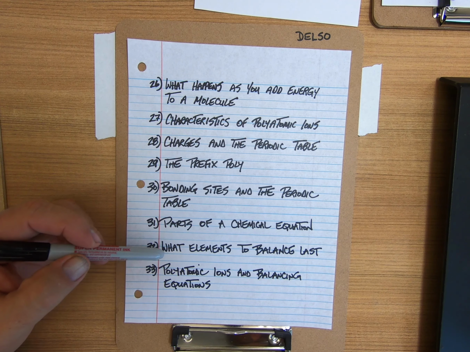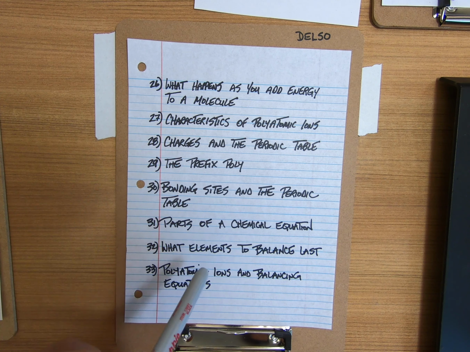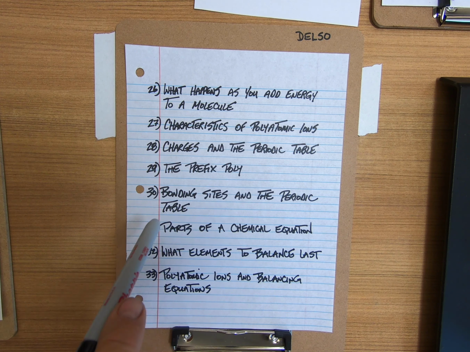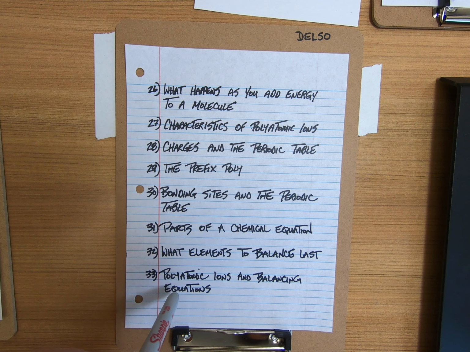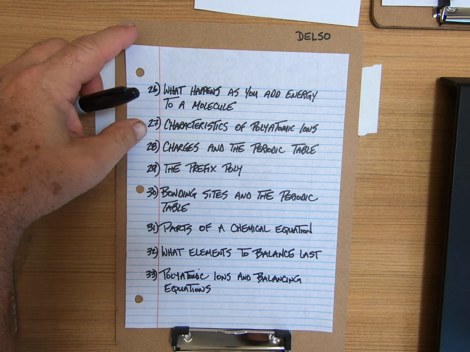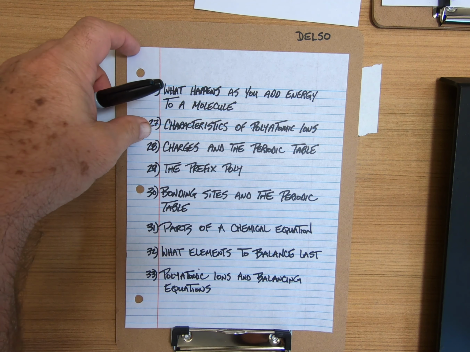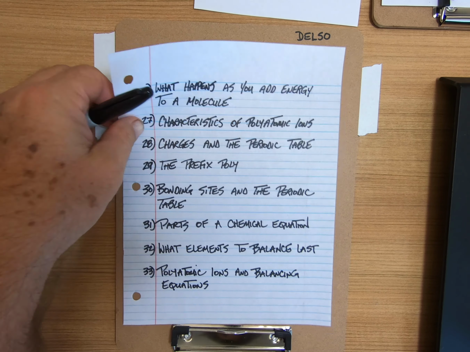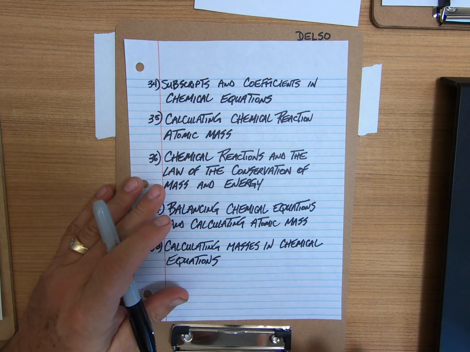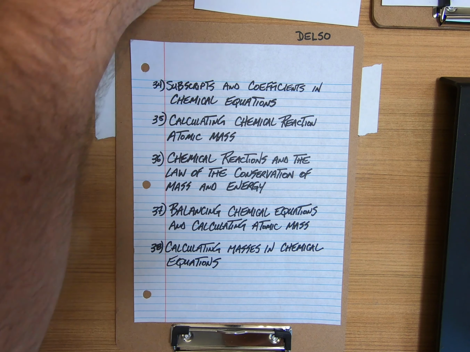What elements to balance last? If you'll remember the lady from the video, and she was very good, use hydrogen and oxygen last, in that order. Balance your other stuff in the equation first. Polyatomic ions and balancing equations, leave them together. Look at those as kind of their own thing, as an atom, not as the atoms breaking them apart. Leave them together.